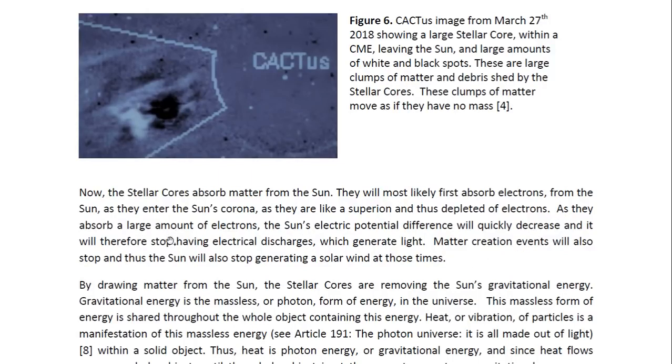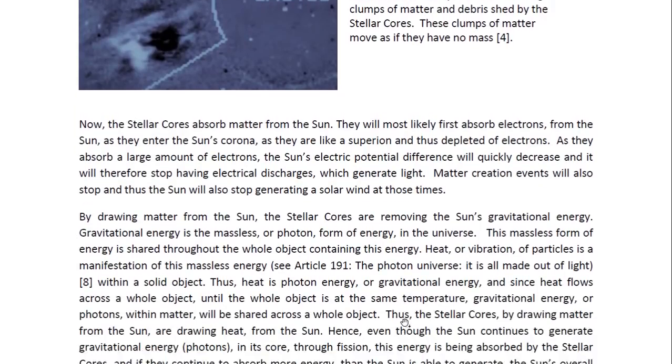So as they absorb a large amount of electrons, the sun's electric potential difference will quickly decrease, and it will therefore stop having electrical discharges, which is what generates light. Matter creation events will also stop, and thus the sun will also stop generating a solar wind at those times.